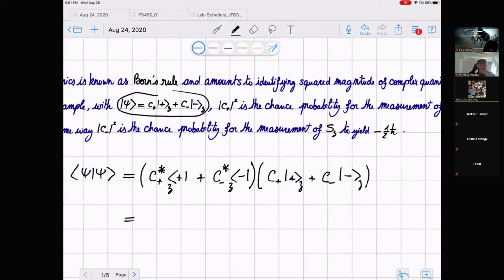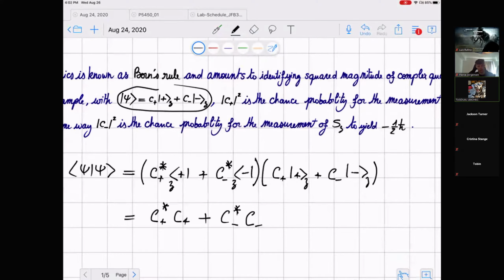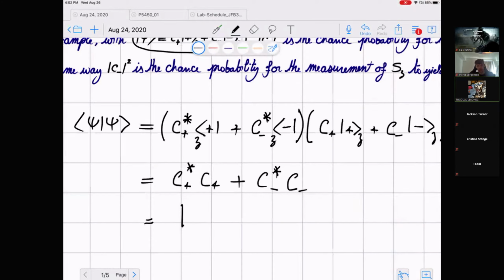So that's going to give C plus star C plus. Then when I multiply plus sub z with minus sub z, I'm going to get 0. When I multiply minus sub z with plus sub z, I get 0. But when I multiply minus sub z with minus sub z, I get 1 again. So the second term is going to be C minus star C minus. And you see that this is just the magnitude square of C plus plus the magnitude square of C minus.